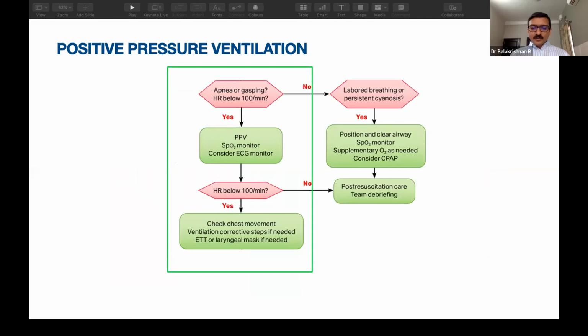Now comes the most important step in neonatal resuscitation. If the baby is not breathing or gasping, even after initial steps, and the heart rate is less than 100 per minute, then we need to go ahead with positive pressure ventilation. At the same time, we have to connect the saturation monitor and consider ECG monitoring as well.